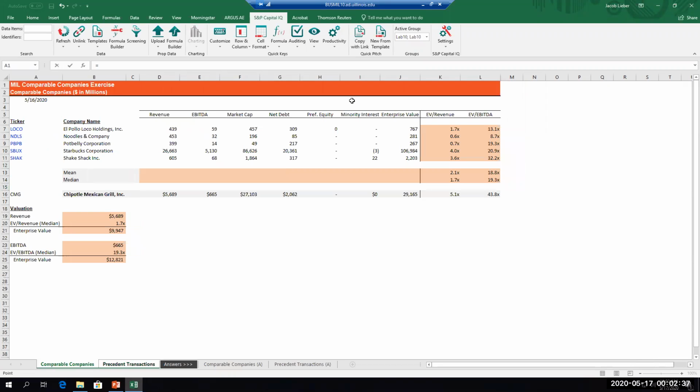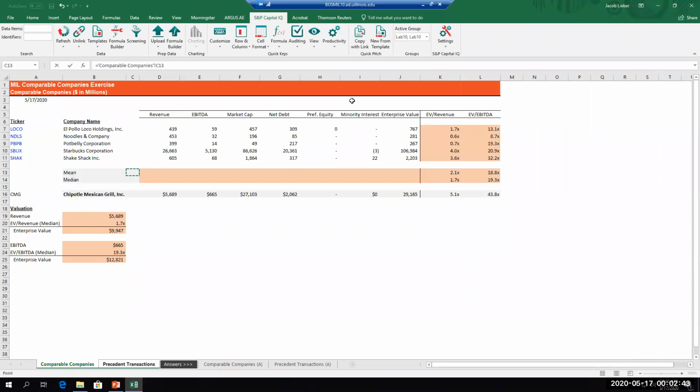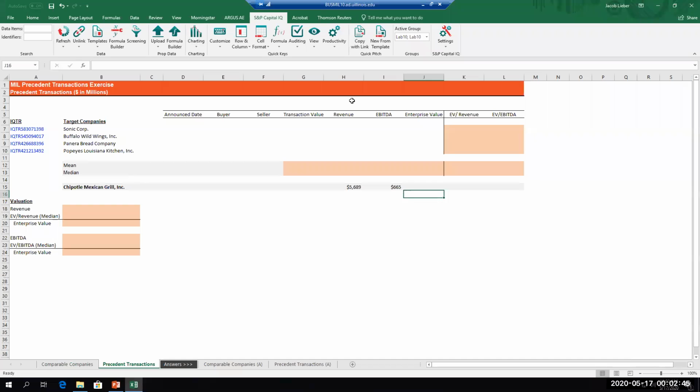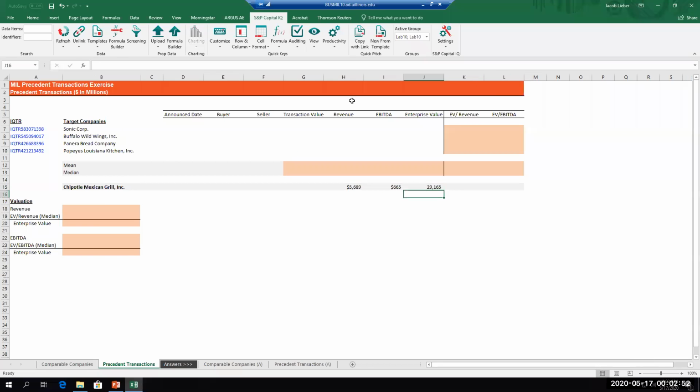So equals control page up, and I'm just going to grab revenue. I'm going to equals control page up, grab EBITDA, and equals control page up to grab my current enterprise value. This is just making things much simpler whenever I compare at the end and determine whether my valuation supports the ideas that I had coming into this. Now we're going to go ahead and drop in the new transactions.